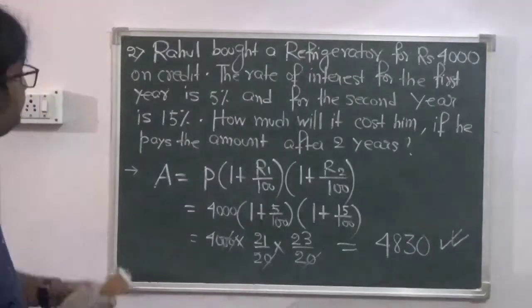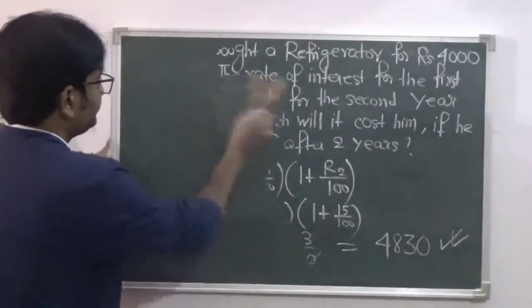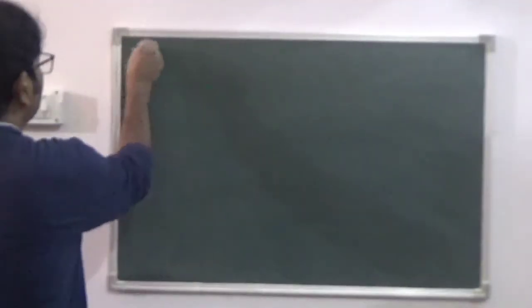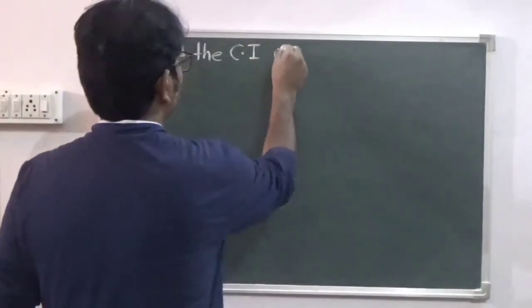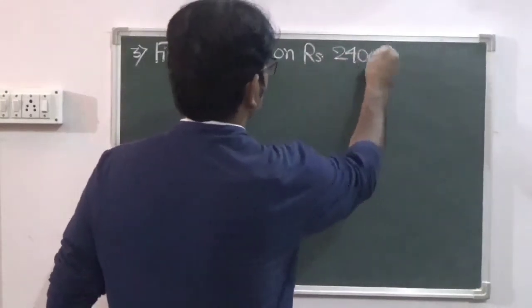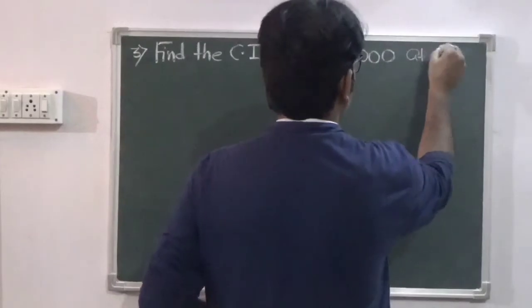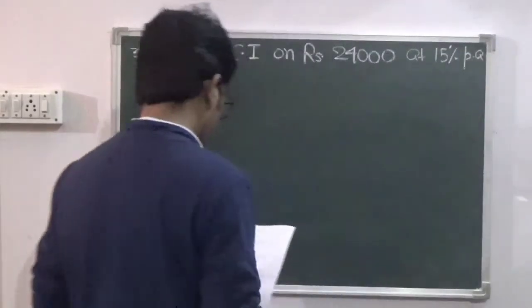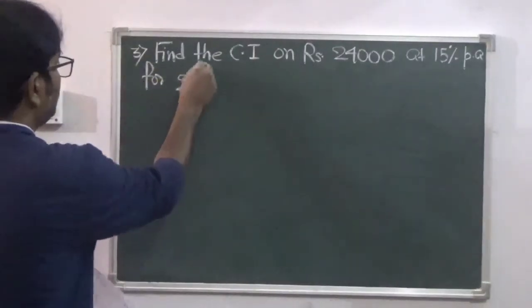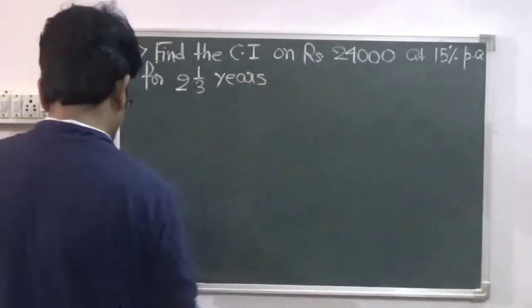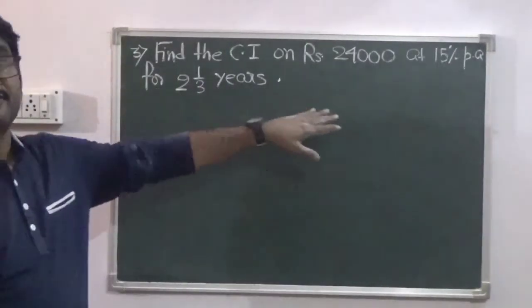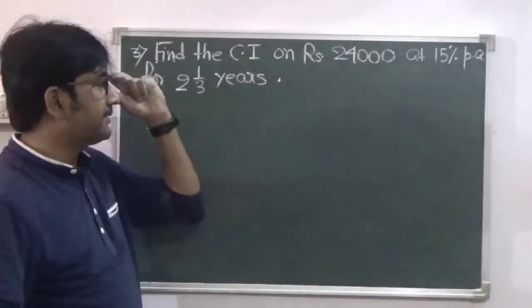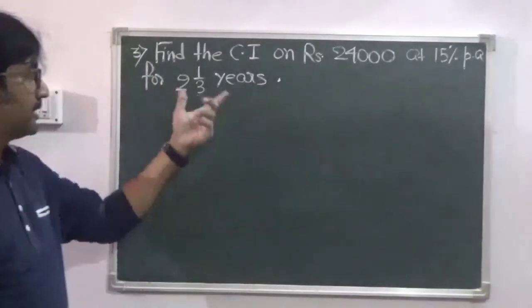Now the third question. Find the compound interest on rupees 24,000 at 15% per annum for 2 and 1/3 years. So this is the question. Now the difference from the previous two questions is that the time given is a fraction. Here the time is in fraction.